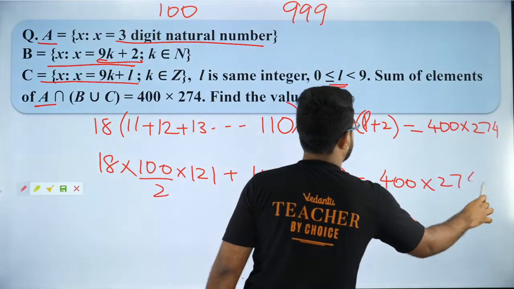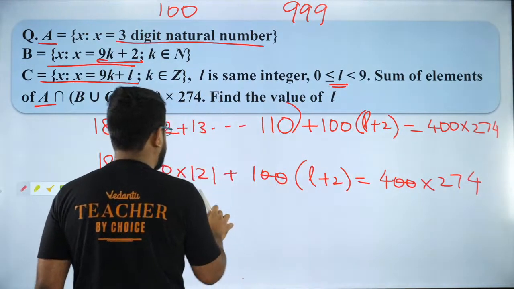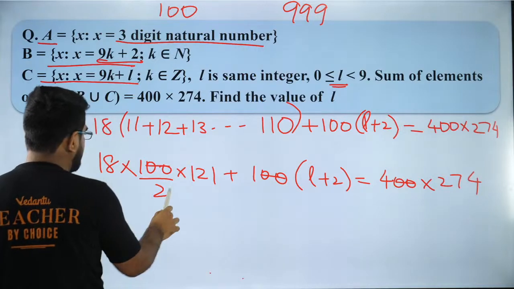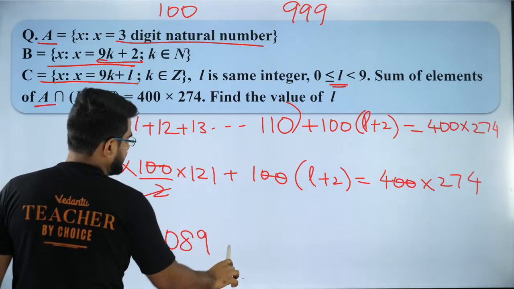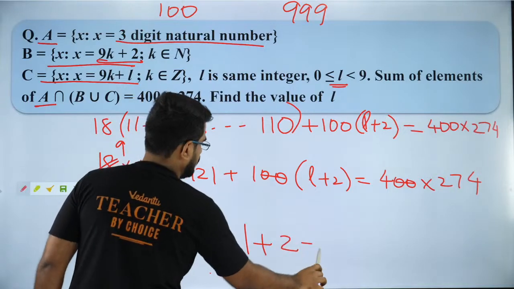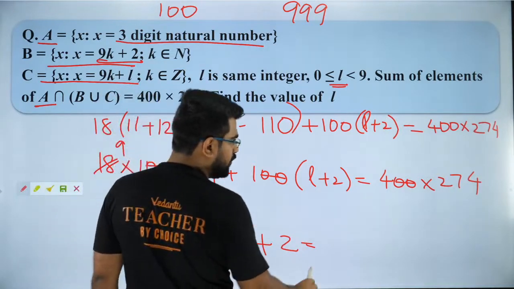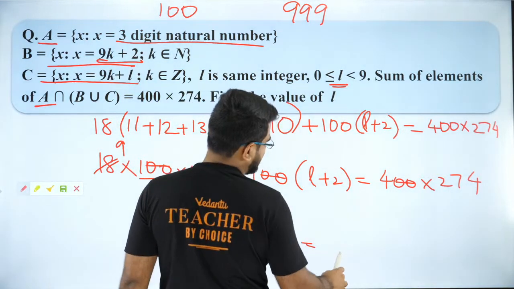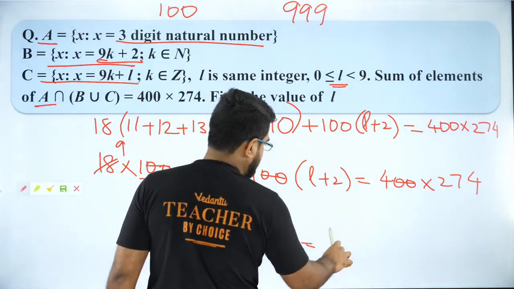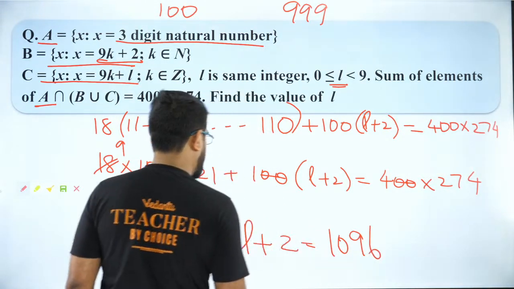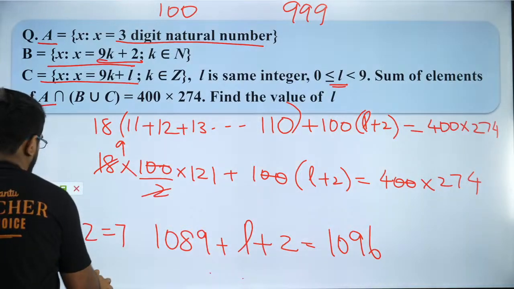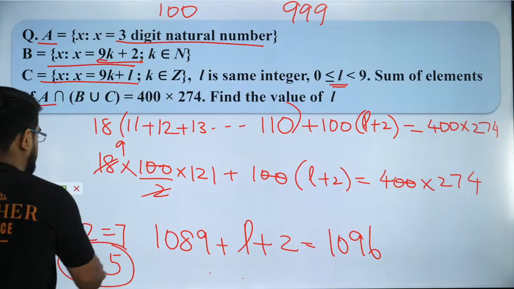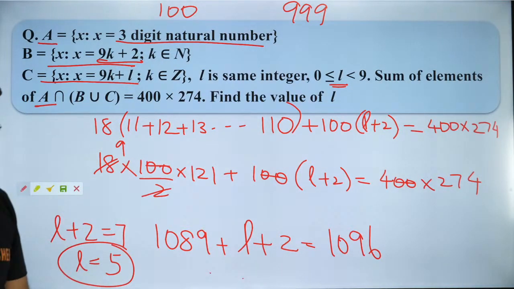So let's cancel 100 everywhere. 100 cancel, 100 cancel, 100 cancels. So you'll have 9 into 121, which will be 1089, plus L plus 2 is equal to 4 into 274, 1080, 1080 plus 16, 1096. So L plus 2 is equal to 7. So L is equal to 5, right? So 5 is the answer. Nice question. It was a good question. I liked it. Okay. So this is a very nice question.